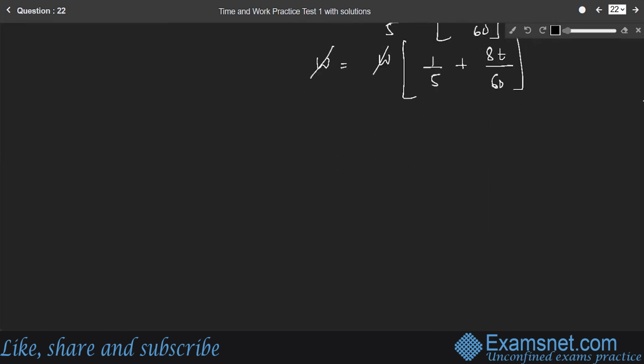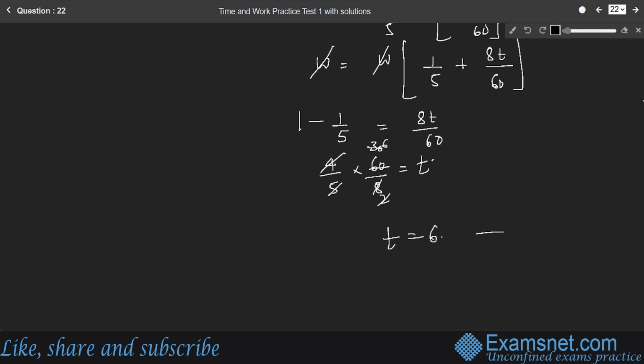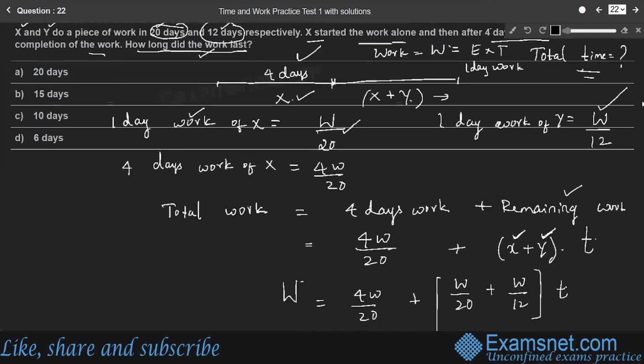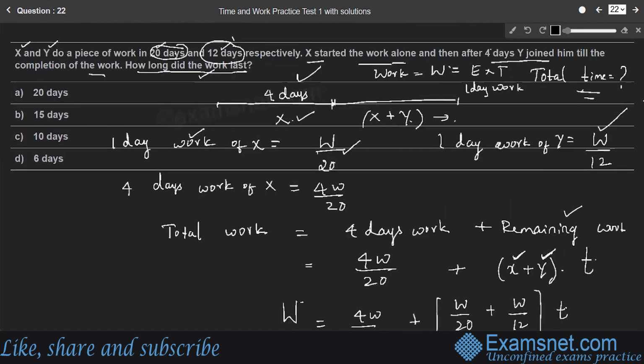Therefore, we'll take this 1 by 5 to the LHS. It becomes 1 minus 1 by 5, since LHS is 1, equal to 8T by 60. Simplify it. 4 by 5 into 60 by 8 is equal to T. 4 into 2 and 2 into 30, and 5 into 6. So T is equal to 6. What is T? Time taken by X and Y in the next part. T is equal to 6 days.